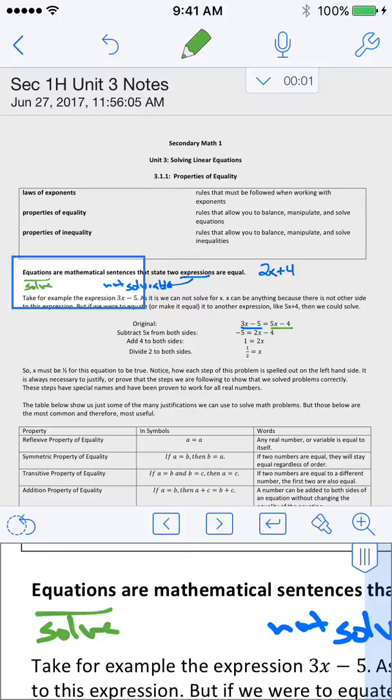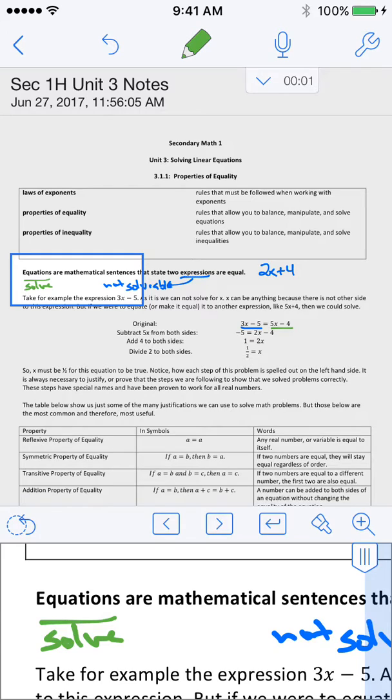Solve. You can't solve expressions. It's very important to remember the difference between the two. So if you ever see "solve the expression," you need to tell me, because that's a typo. You cannot solve the expression, okay? However, you can solve the equation, okay?